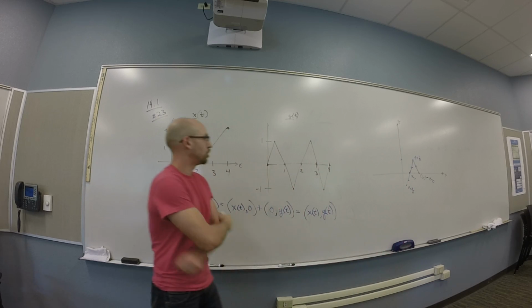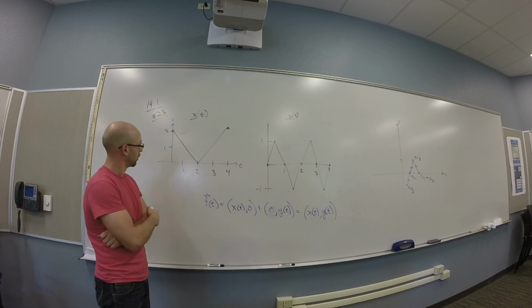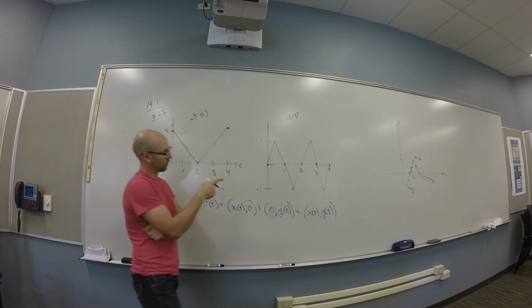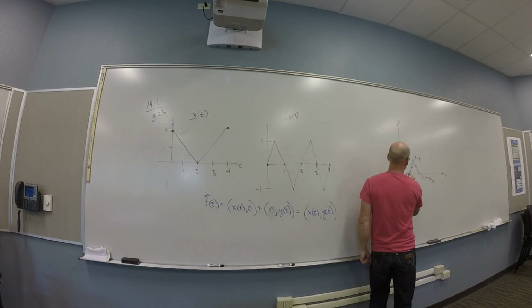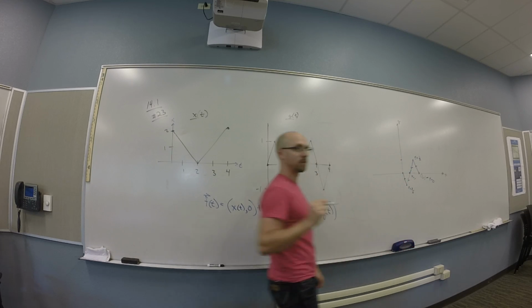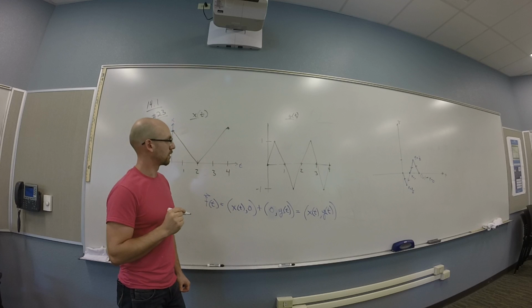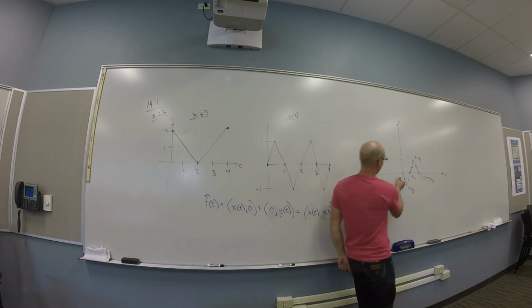Okay, how about t is 2? Where's t is 2? X is 0, y is 0. At the origin, so shabam, like that. Okay, oh, I should label that. That's t is 2 there.